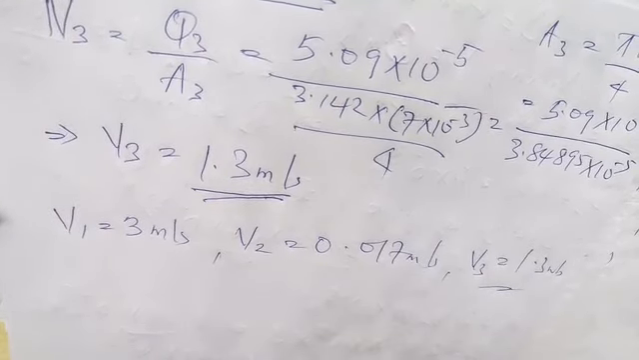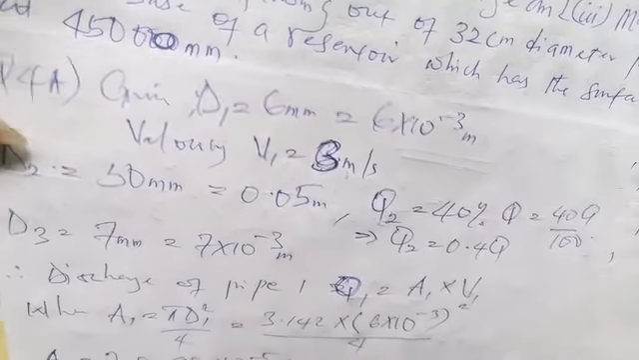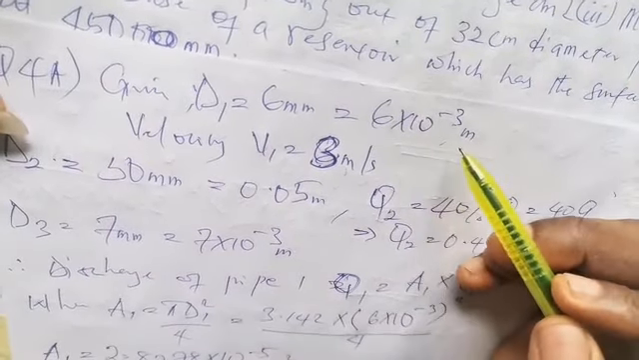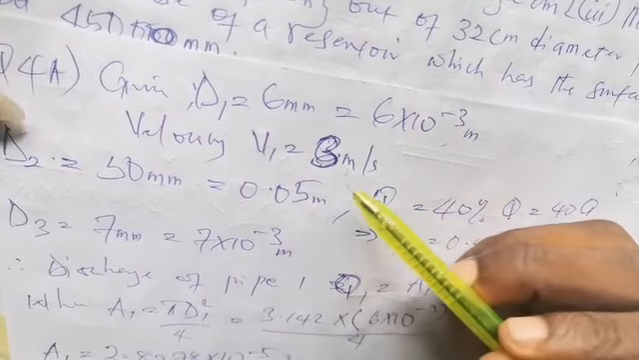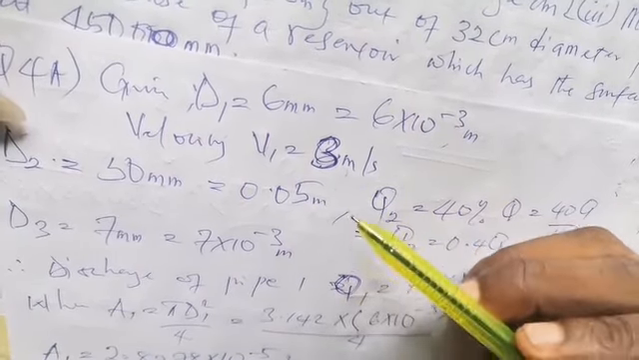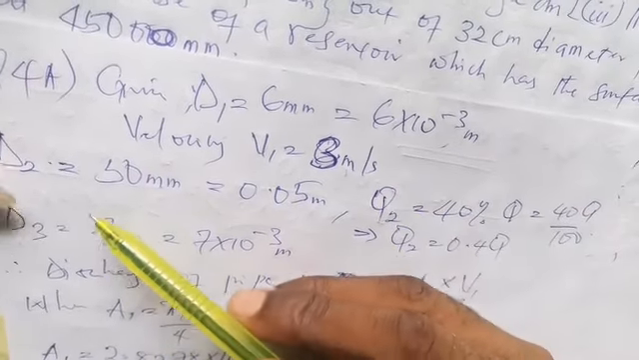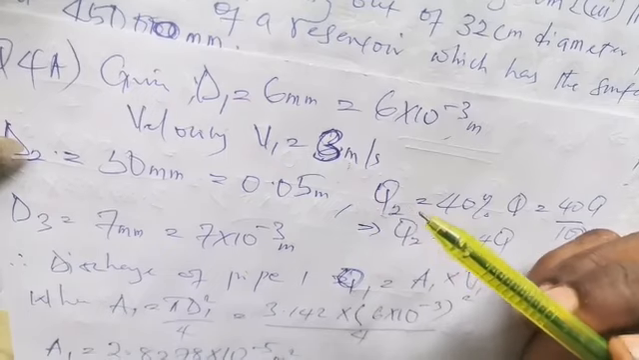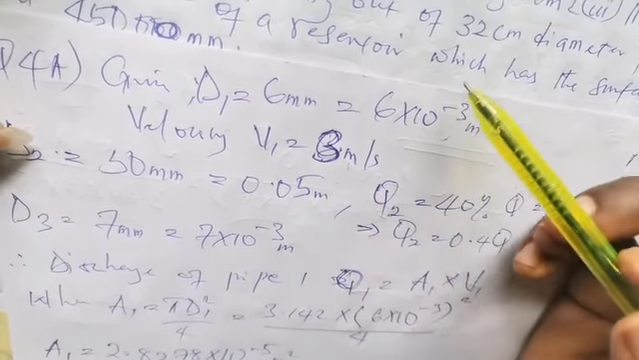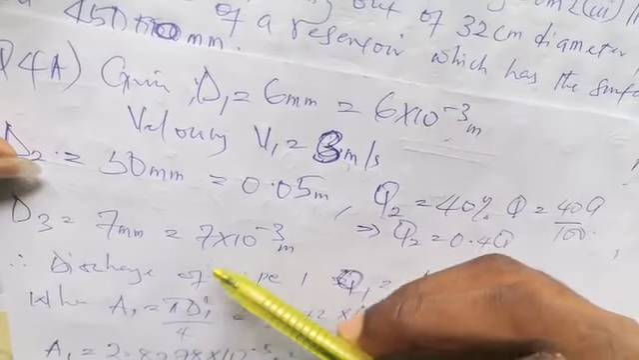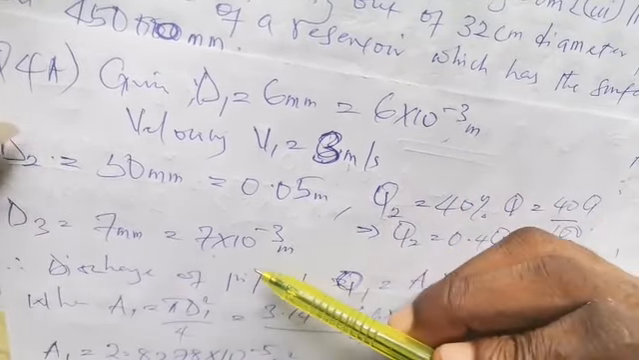For instance, the diameter of pipe 1 from the question was given to us as 6 millimeter, and the speed was 3 meters per second. So it has the highest speed because its diameter is small compared to the diameter of pipe 2. Pipe 2 has 50 millimeter, which is larger than 6 millimeter. Pipe 3 has 7 millimeter, which is also larger than 6 millimeter.